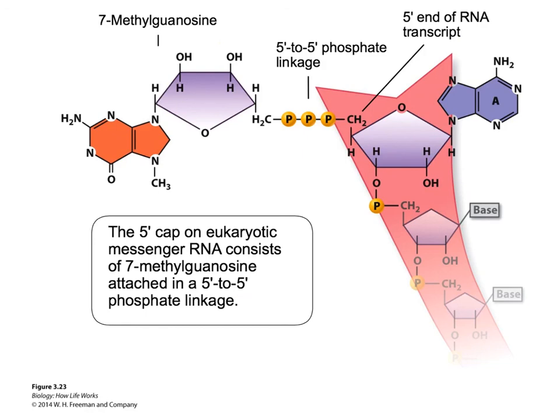So this is just a picture of our cap. Sorry, I was jumping ahead. All right, so here we can see the 7-methylguanosine, and it's linked in a 5 to 5 phosphate linkage, and it's a special linkage here, and it's basically a protective cap at the 5 prime.